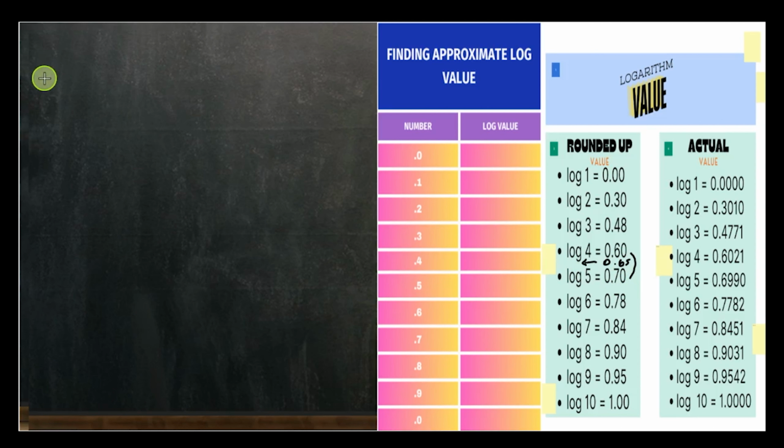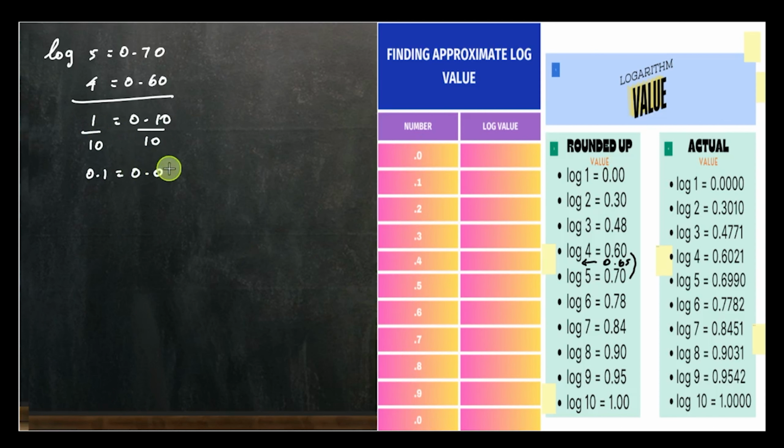How can I do that? We are going to find the difference. We have log 5 value, which is 0.70. We are going to subtract log 4 value, 0.60. Why have we chosen these two? Because the number 0.65 comes between 0.60 and 0.70. So if I find the difference, I'm getting 1 is equal to 0.10. Now I'm going to divide it into 10 equal parts. So I'm going to divide both sides by 10. I'm getting 0.1 is equal to 0.01.